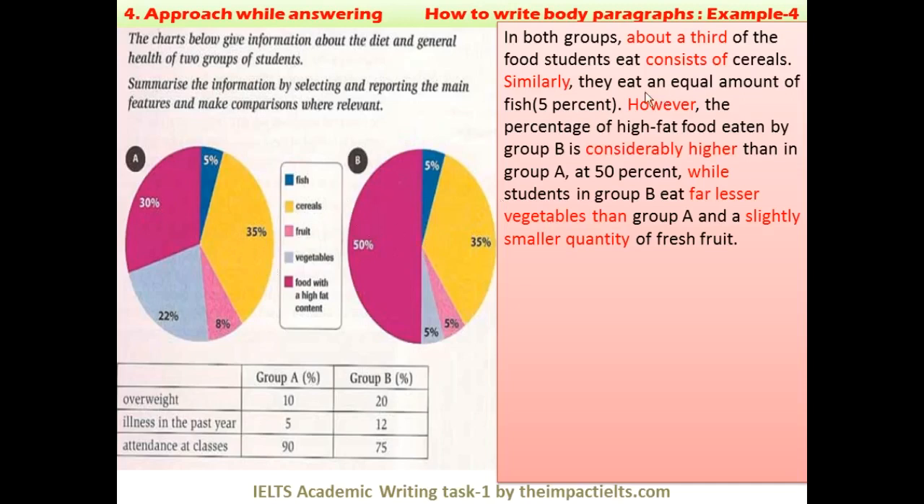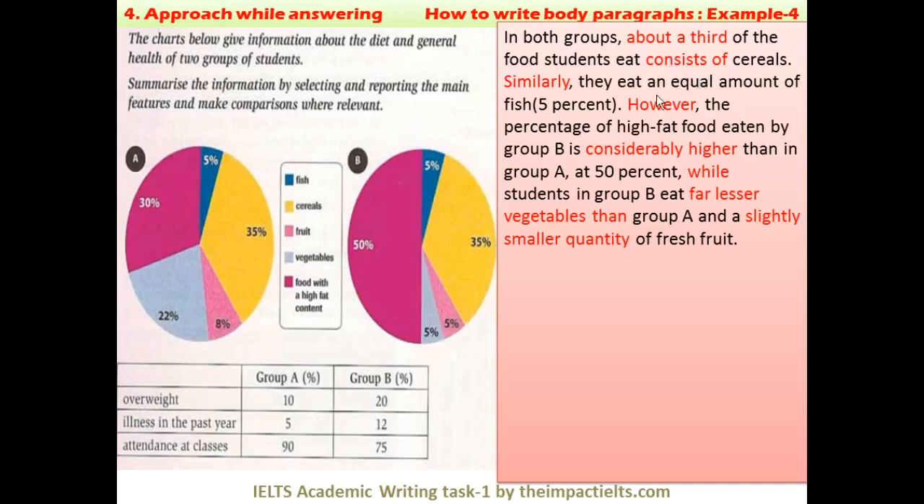Let's see. Similarly, they eat an equal amount of fish. So here the example is different. Here I'm taking one in the first body paragraph and the second in the second body paragraph. Similarly is a linker. They eat an equal amount of fish. So you can see instead of writing 35%, I have written about a third of the food, right? So that will help you.